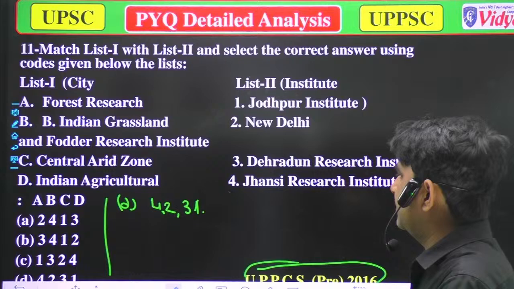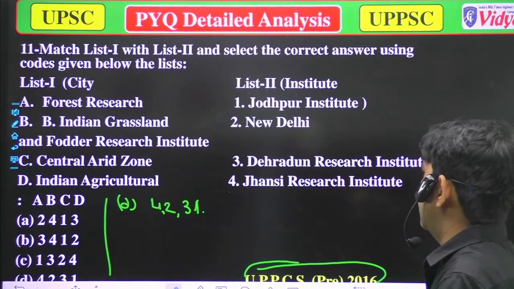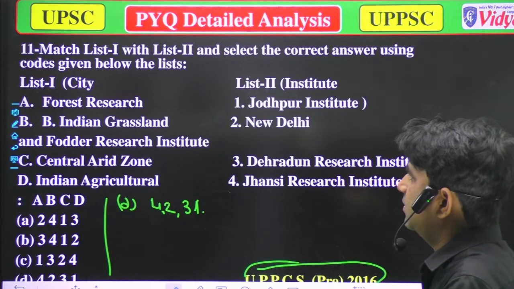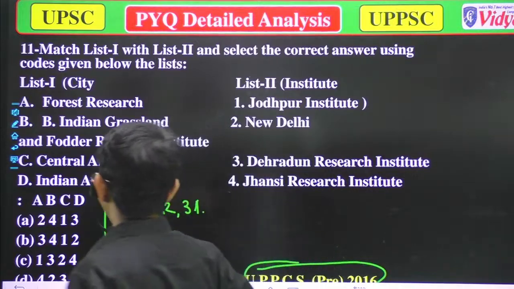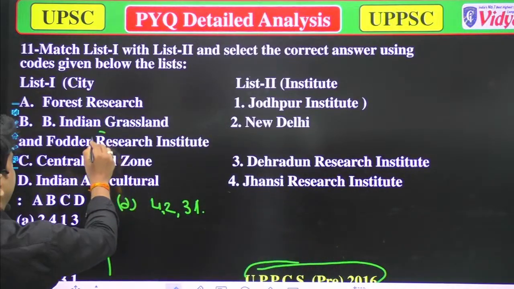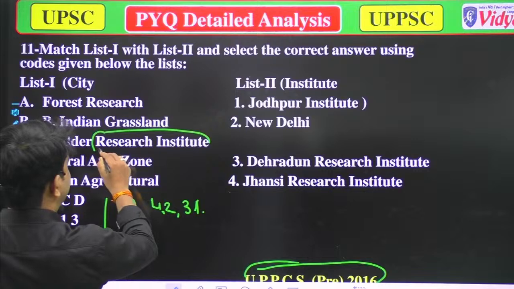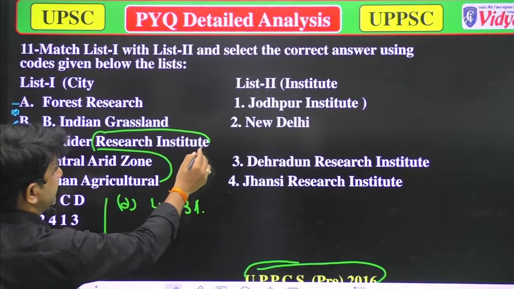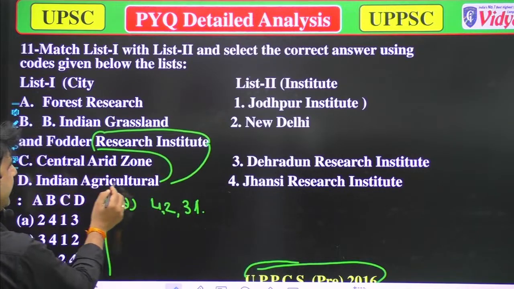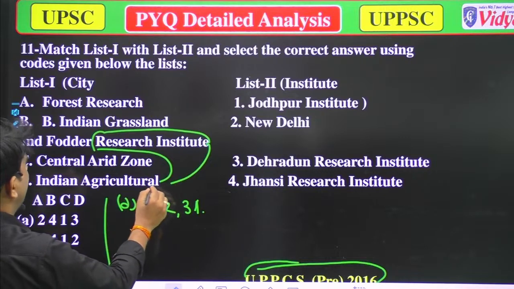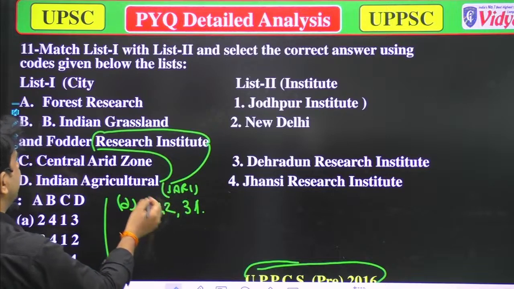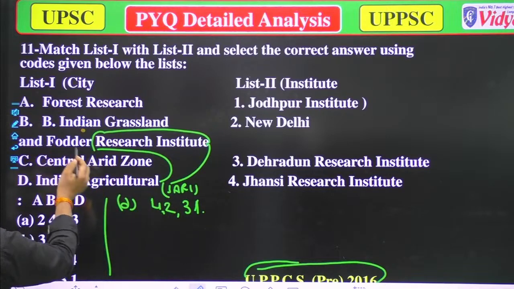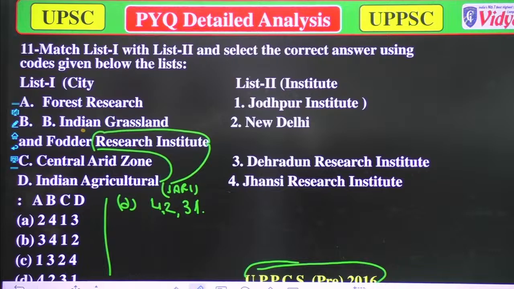Yeah, I think there is some misprint in that question, and now I can understand. The correct thing will be Indian Agriculture Research Institute, because of a printing mistake. That is known as the IARI. And the other is the Indian Grassland and Fodder Research Institute. Both are correct.